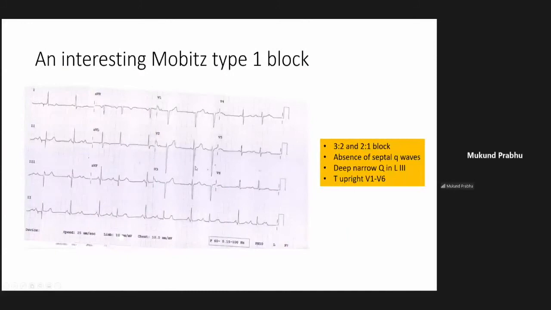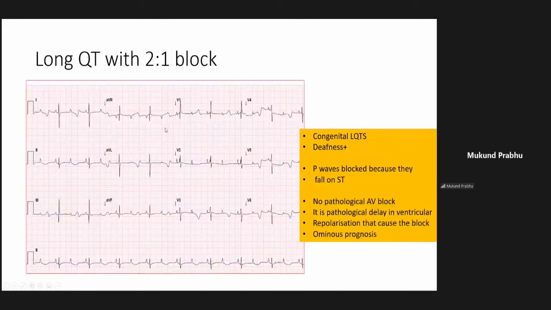Here is yet another interesting ECG with Mobitz type 1 block, progressive PR prolongation, dropped P, also seen as 2:1 narrow QRS AV block. Interesting thing here is that there is no septal Q. Usually we expect V5, V6 having a septal Q. Instead, you can see deep Q waves in lead 3, and you can also note that T wave is upright across all precordial leads, V1 to V6. These are clues towards a congenital abnormality called corrected transposition of great vessels. This is a 21-year-old man, otherwise asymptomatic, known to have corrected TGA. And corrected TGA is known to cause AV conduction abnormalities.